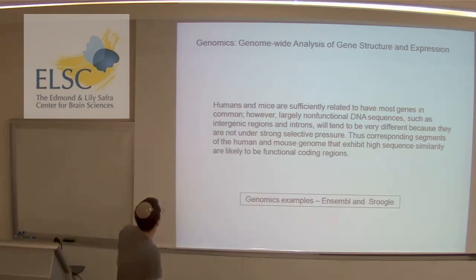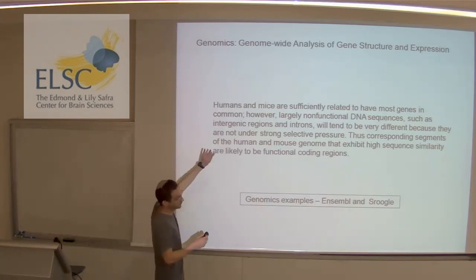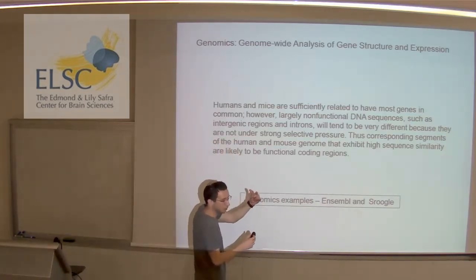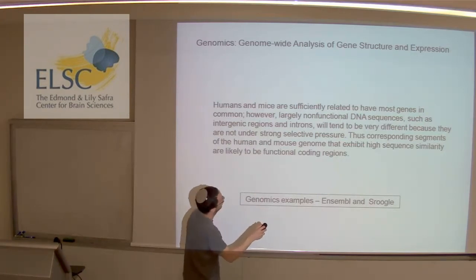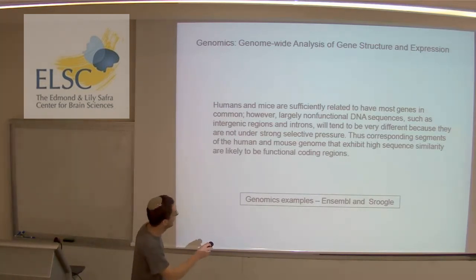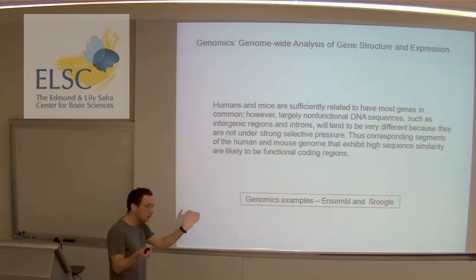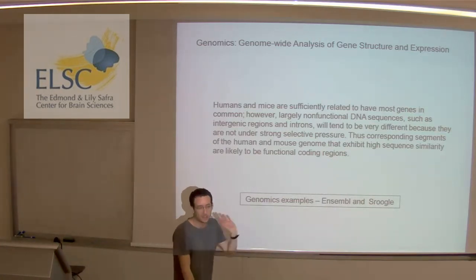Okay, so I will read it through. Humans and mice are sufficiently related to have most genes in common. However, largely non-functional DNA sequences, such as intergenic regions, between genes, and introns, non-coding regions inside a gene, will tend not to be under strong selective pressure, meaning evolutionary selective pressure. Thus, corresponding segments of the human and mouse genome that exhibit high sequence similarity are likely to be functional coding regions. Okay, so the argument is that the regions that are not similar between a human and a mouse are not functional.